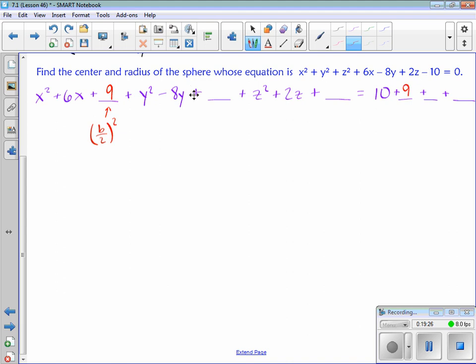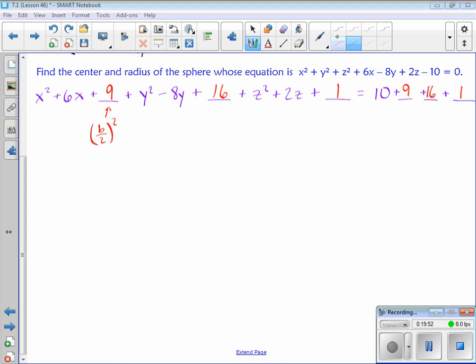So go ahead and find what goes in those other spots there. Okay, so you'll use the negative 8 and the 2 and just do the b over 2 squared and put them in there. Okay, so what goes in the blank for the y? 16. So then 16 goes here. And then in for the z would be 1, so then you add 1 over here. So questions on that at all?